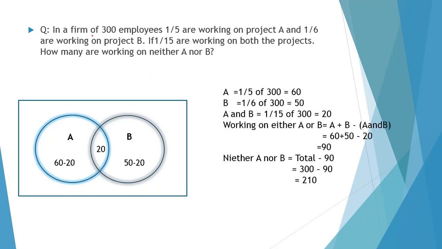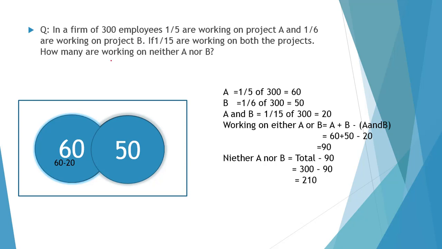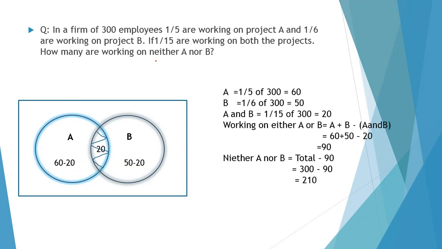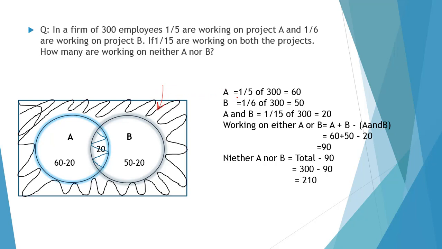In a firm of 300 employees, 1/5 are working on project A and 1/6 are working on project B. If 1/15 are working on both the projects, how many are working on neither A nor B? In this question, your knowledge to handle fractions is also tested, and examiners like to create such a twist. How many employees are working on project A? 1/5 of 300, that is 60. Of means multiply.